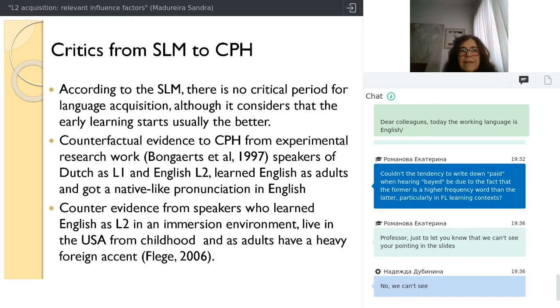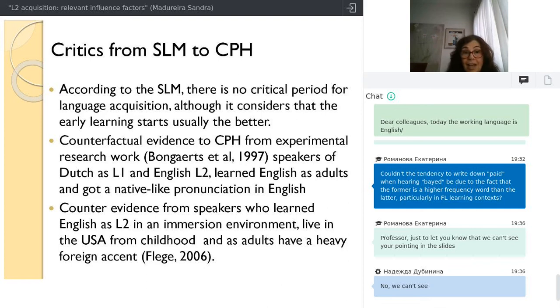But you see that the speech learning model says there is no critical period for language acquisition, right? Although it considers, of course, that early learning is usually better, but not always, okay? Because experimental analysis has shown that this is not always like this. Even if the child was in an immersion environment, listening to this foreign L2 language all the time, there is counterfactual evidence for this CPH from experimental research work.